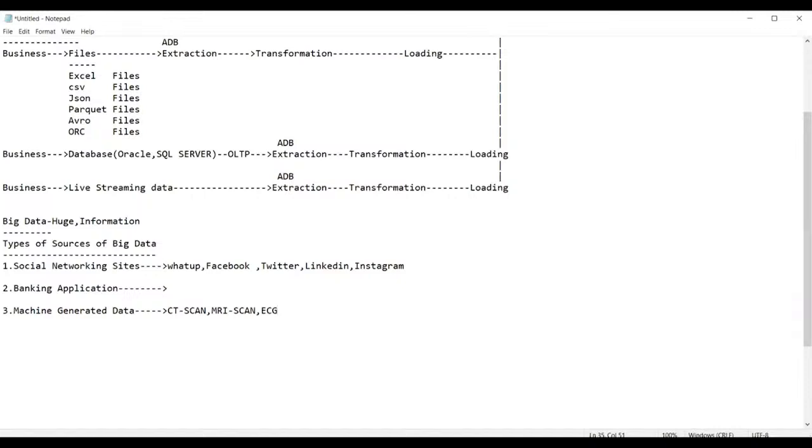Am I right, everyone? These are the machines which generate some data. This kind of data is also considered big data, a massive amount. The CT scan machine generates a very massive amount of data. That is nothing but machine generated data. Any machine which generates data is called machine generated data. That's it.